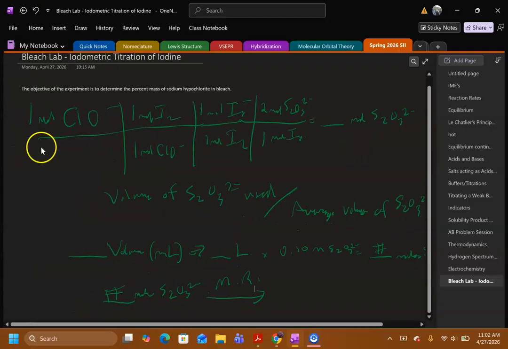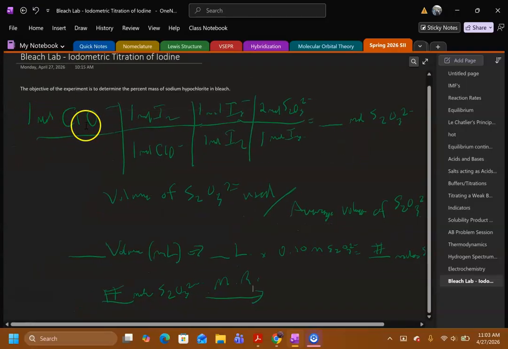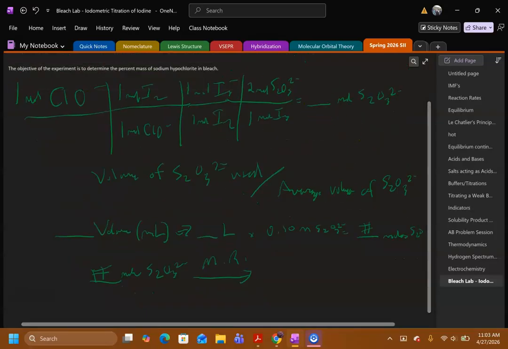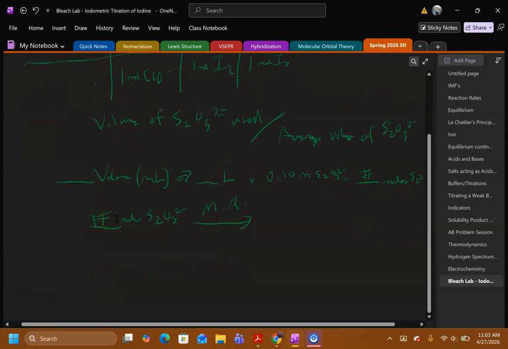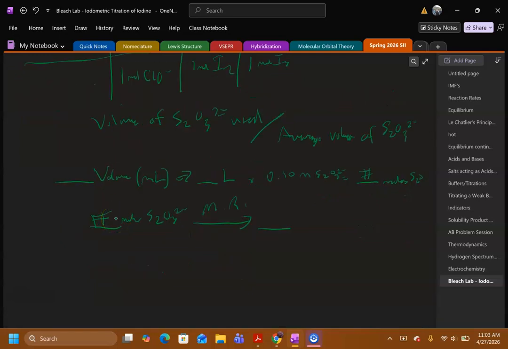So we know that it's 1 mole of ClO minus, but the question is how many moles of the S2O3 2 minus are there? So we're going to use that ratio that you determined up here to figure out the number of moles of the ClO minus, the bleach, the hypochlorite.